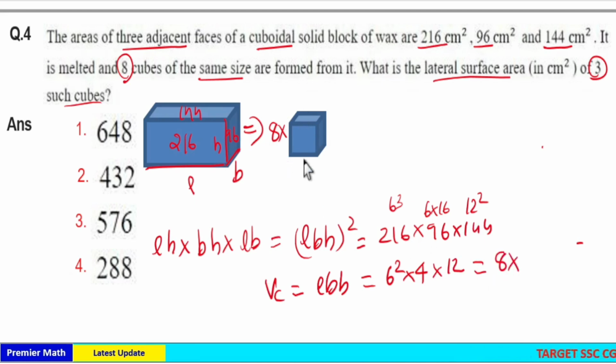8 into the volume of each cube, which is 8 A cube. So 8 A cube is equal to this one, which means 8 goes 6 times in 48. So 6 cube is A cube, which means A is equal to 6. A is equal to 6.